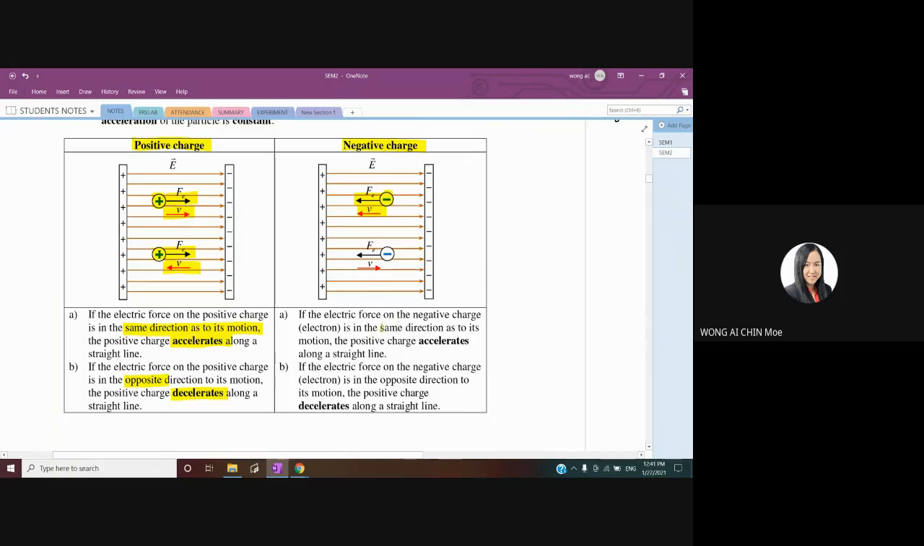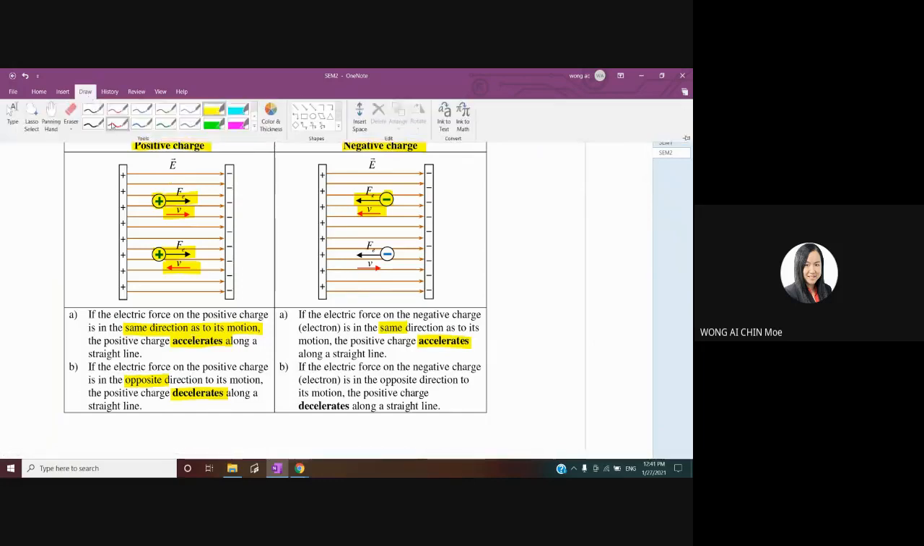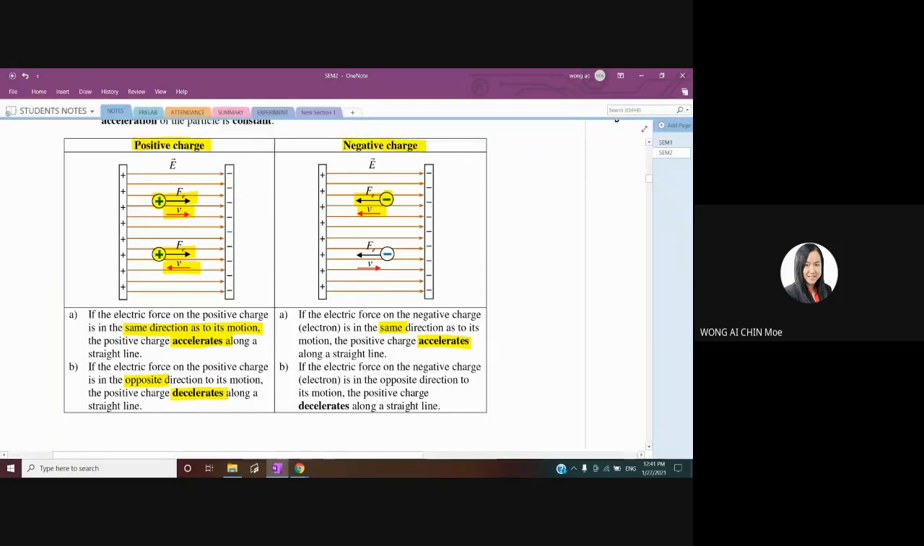Since the direction of velocity is the same as the force, the charge will accelerate. One correction: the negative charge will accelerate along the straight line. This one should be negative charge, and similarly this other one is also wrong, it should be negative charge.